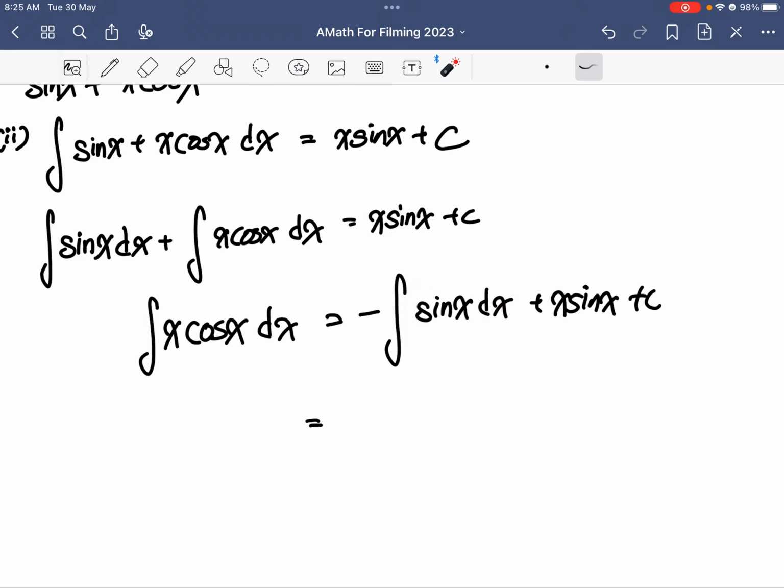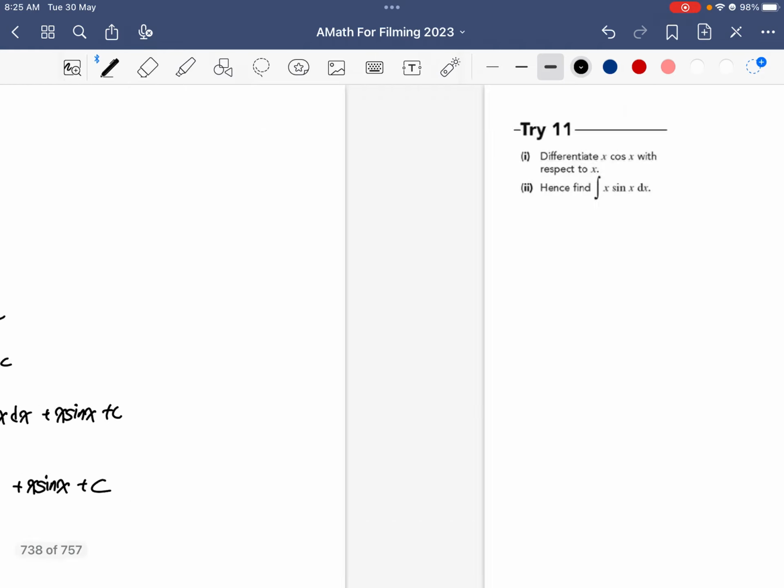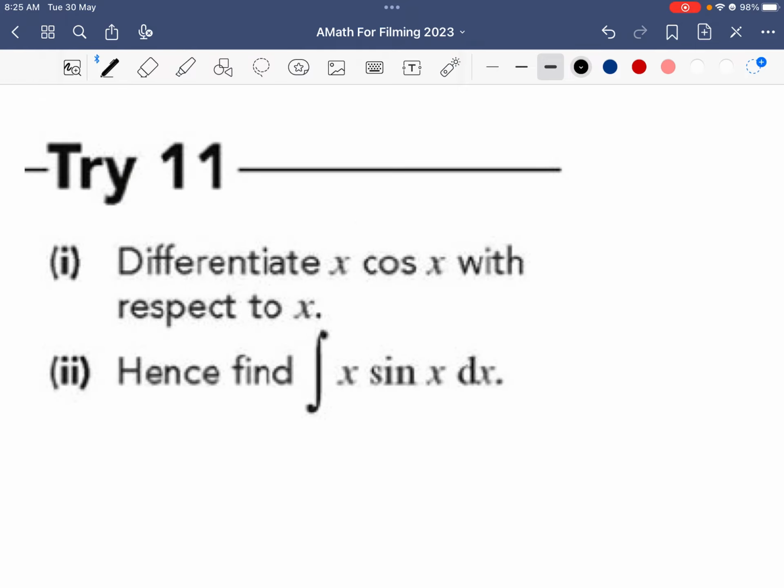Now integrating sine x gives you negative cosine x. So negative cosine x, negative and negative, you will get positive. So what I get is positive cosine of x. No need to add another plus c. There's already one plus c here to take care of all the constants already. So no need for the integration constant here. Then I keep my x sine x plus c. And my question, example 11, is done.